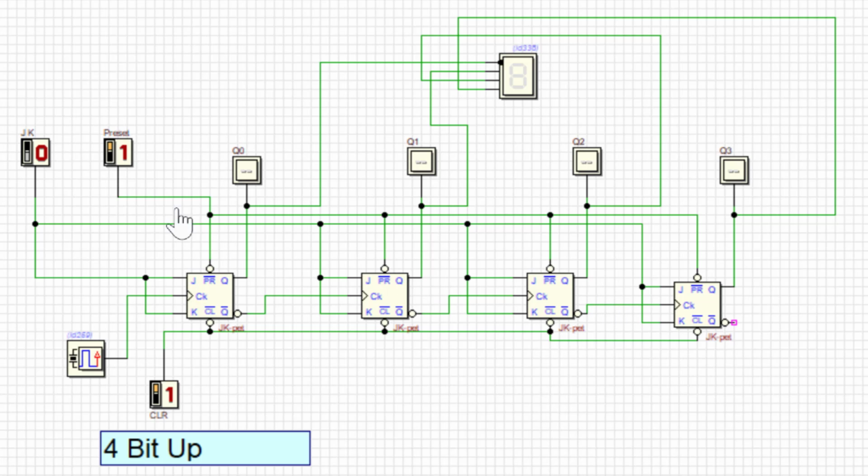And you can see the same thing here. I connected preset to all the flip-flops and clear to all the flip-flops. And these are my Q0 to Q3. If you assume these are four BCD outputs, then this can be given to a 7-segment display. This 7-segment display will display from 0 to F, that we are going to see in a moment. And this is my JK input. So whenever I want to run the counting operation, I am going to make my J equals 1 and K equals 1. Now let's run the simulation.